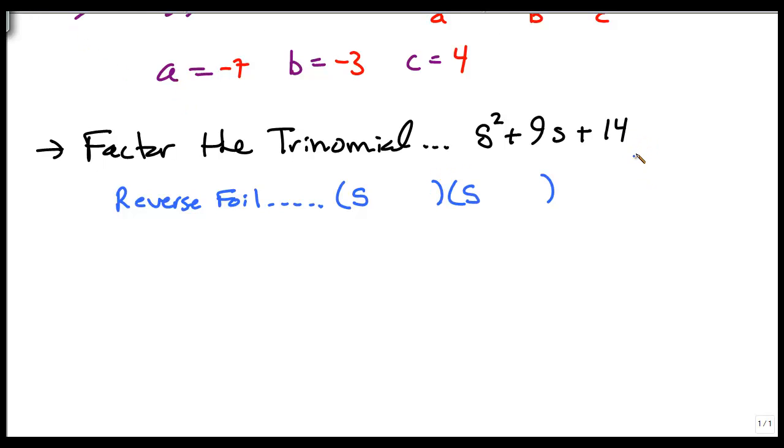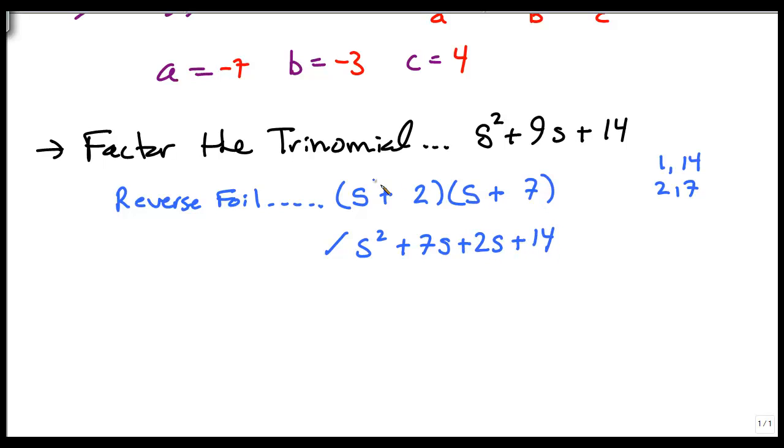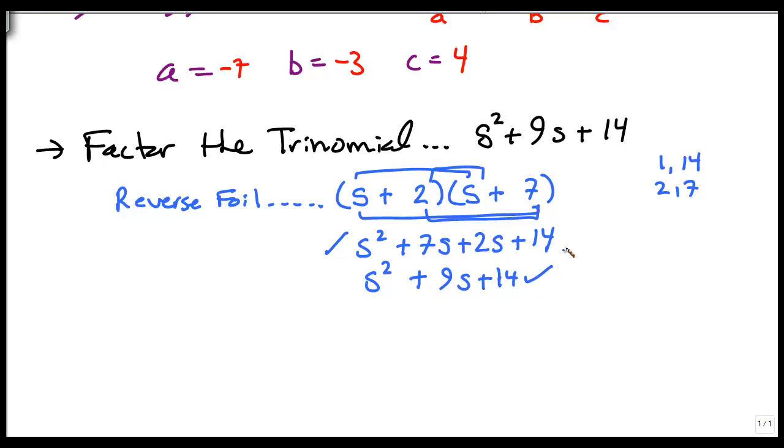So besides 1 and 14, 1 and 14 didn't work. Let's try 2 times 7. I need a plus sign here, and this is a plus, so I put pluses in between. And if I multiply it out real quick, I get s times s is s squared, so I'm going to check this. Plus 7s plus 2s plus 14. And again, that's my firsts, outsides, insides, and lasts. When I combine like terms, 7s plus 2s is 9s, plus 14. So this checks. I got exactly what I started with.